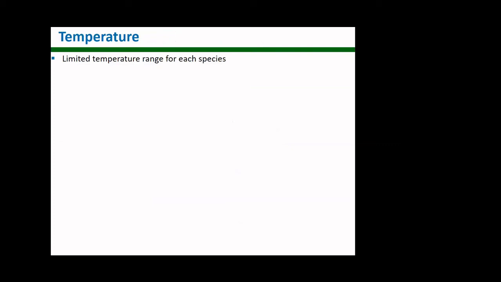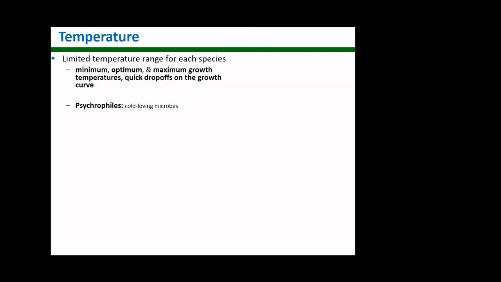Each different species has a limited range of temperature that they grow well at. So that's their optimum temperature. There's a minimum temperature that they can't grow below and a maximum temperature that they can't grow above. But from that optimum, the drop-offs to minimum and maximum are fairly quick. We can break microbes down into 5 categories based on their range of temperature preference.